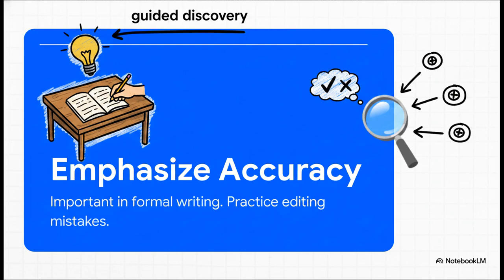Which leads us directly to emphasizing accuracy. From the student's desk, this is the practice of focusing strictly on correctness and actively editing our mistakes. Guided discovery and targeted practice actively improve our precision here. Good teachers help us realize that while making mistakes during a casual chat is totally fine, there are times when being exactly right truly matters, especially in formal writing.